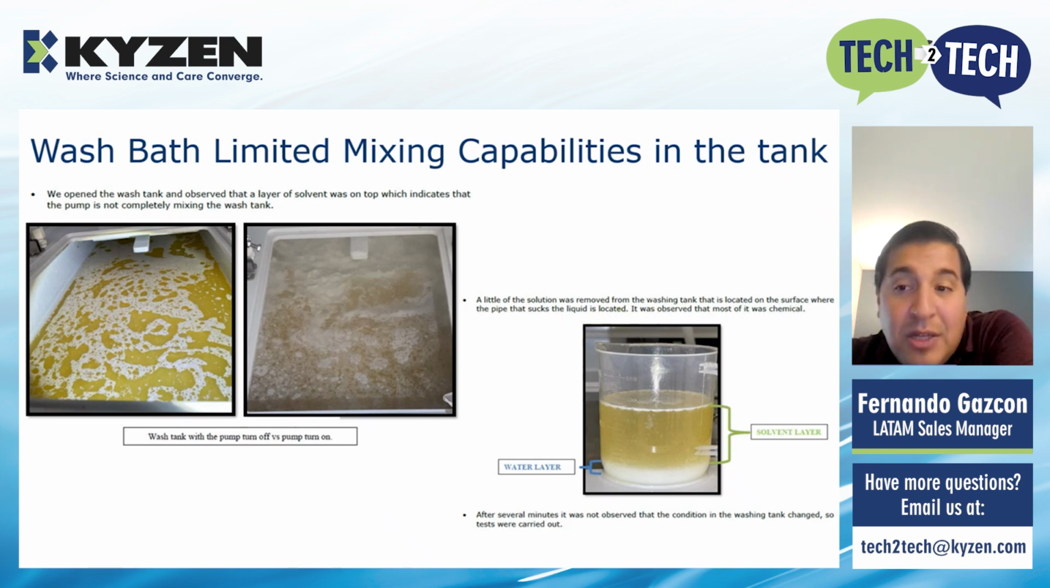While analyzing the process, we noticed that the wash tank of this particular equipment is elongated and of big volume, which makes it difficult for the wash solution to mix homogeneously in all the areas of the wash tank. The lack of turbulence was causing solvent to accumulate on the top corners of the tank.